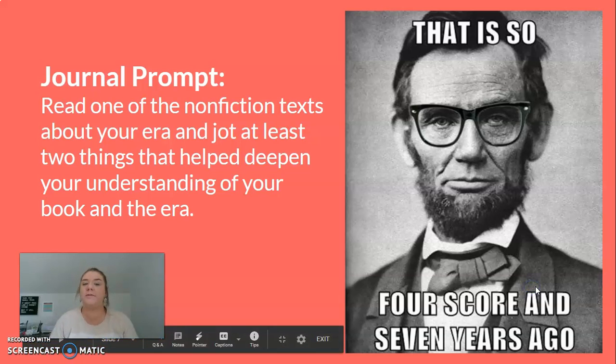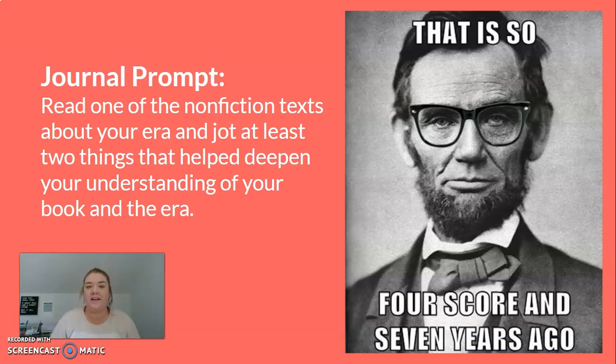Here's your journal prompt for today. Read one of the nonfiction texts about your era and jot at least 2 things that helped deepen your understanding of your book and the era. Those nonfiction sources are all linked on Google Classroom for you with the mini lesson and everything for today. So just make sure you're choosing, just like we did with short stories, the nonfiction text that best fits your era.